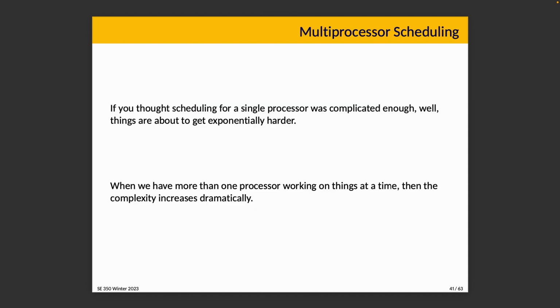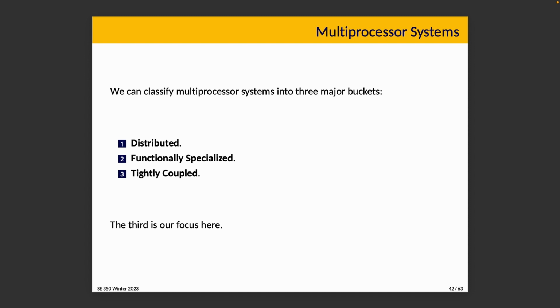We're also going to talk about multiprocessor scheduling. And multiprocessor scheduling is going to be a step up in complexity as compared to what we've talked about previously, and the complexity does increase somewhat dramatically. And there are three kinds of multiprocessor systems that we could consider realistically. The first is a distributed system, and we have a collection of relatively autonomous systems that interact.